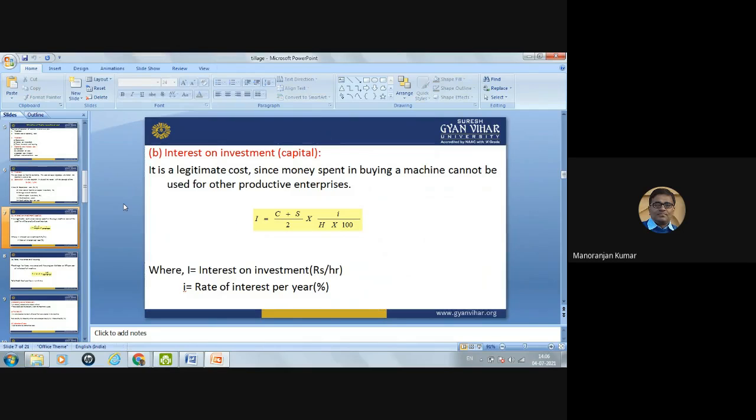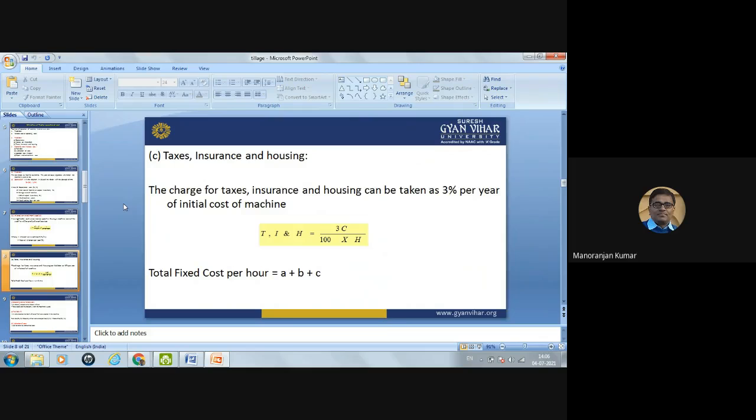Similarly, the third fixed cost is taxes, insurance, and housing. The charges for taxes, insurance, and housing can be taken as 3% per year of the initial cost of the machine. So you can calculate taxes, insurance, and housing as (3 × C) / (100 × H), where C is the capital value and H is the number of working hours per year.